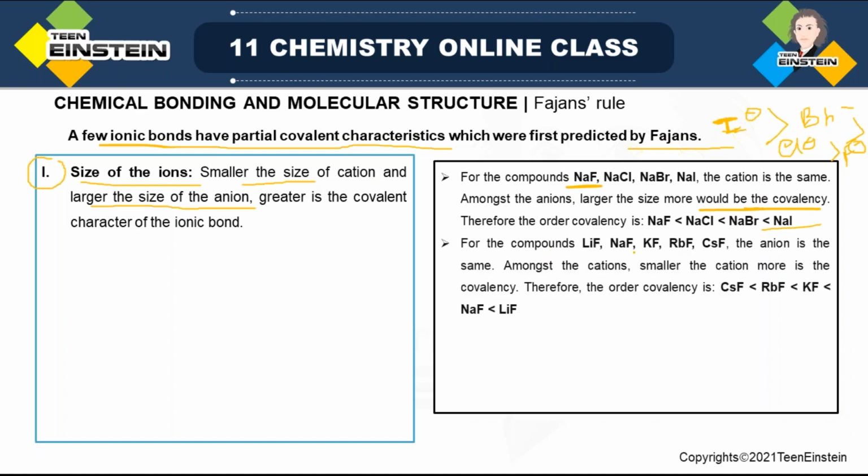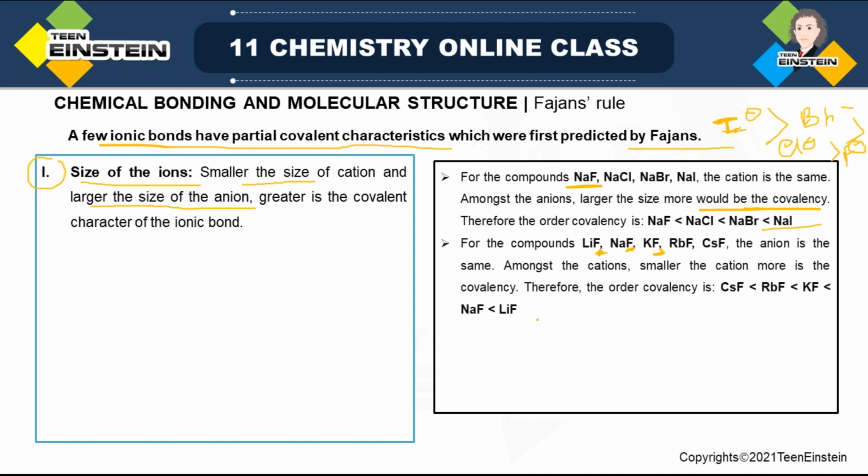Another example. Now we have taken some compounds where the cation is differing, because we want to see how polarization changes by changing the cation. That is why we have fixed the anion. It is the same for all, but the cation is different. And if you see, all the metals are from group 1, the alkali metals. So the anion is the same, and among the cations, the smaller the cation, the better the polarization.